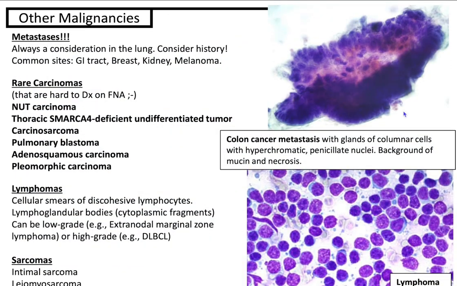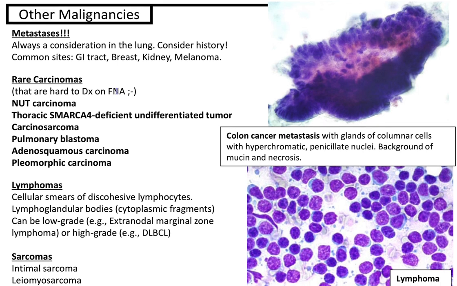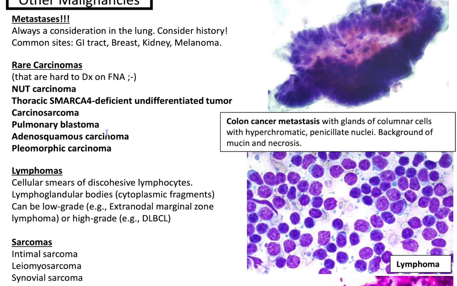Other malignancies, always mets, especially in the lung. Consider your history. Common sites include GI tract, breast, kidney, melanoma. Remember, melanoma is the mimicker of all things. Rare carcinomas that are hard to diagnose on FNA include your NUT carcinoma, your thoracic SMARCA4 deficient undifferentiated tumor, your carcinosarcoma, your pulmonary blastoma, your adenosquamous carcinoma, your pleomorphic carcinoma.